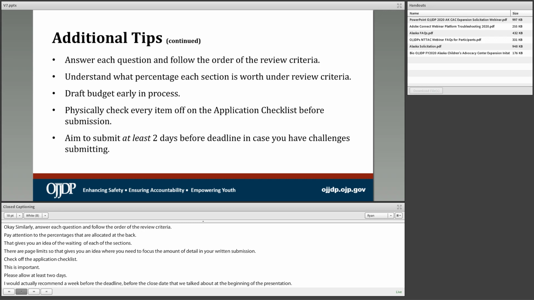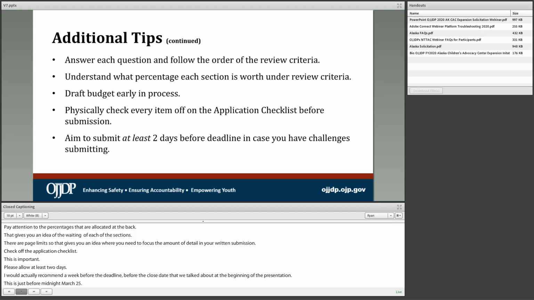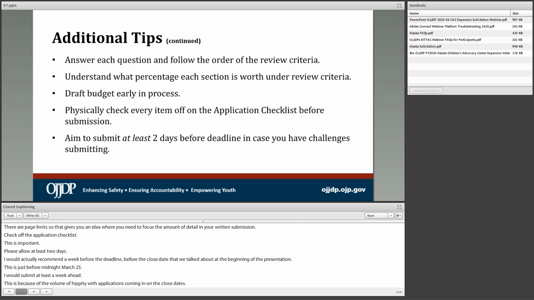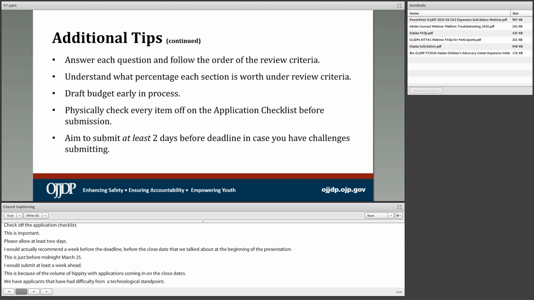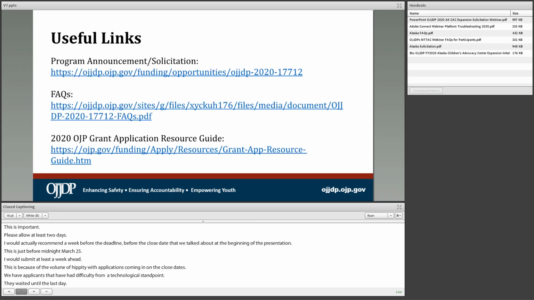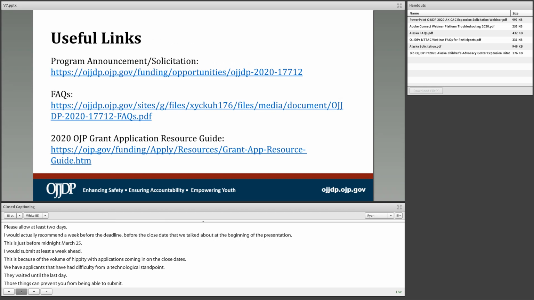So I would submit at least a week ahead, because of the volume of activity with applications coming in on the close dates. We've had applicants that have had difficulty from a technological standpoint because they waited to the last day, and those things can prevent you from being able to submit. So we ask everybody to pace ahead of the deadline for your sake.